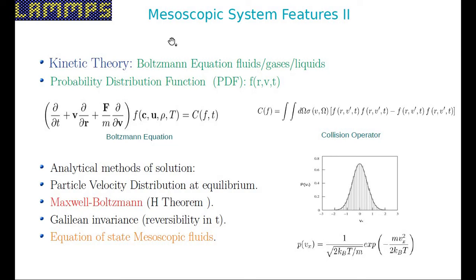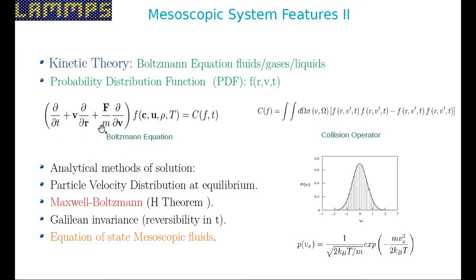Another way to describe the mesoscopic systems is through the kinetic theory. So we use a Boltzmann equation to describe fluid and gases or liquid systems. In this approximation, we employ a probability distribution function, where f is the probability distribution function of a particle at certain position r with velocity v and at certain time t. The evolution of this probability distribution function is described by the Boltzmann equation.